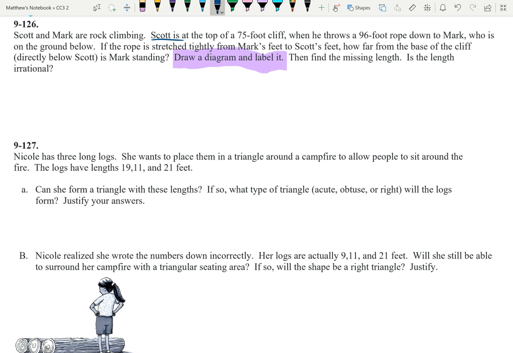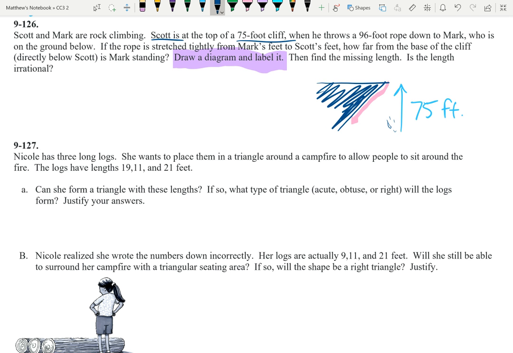So right now it says Scott is at the top of a 75-foot cliff. So I'm going to draw a cliff here. Typically it sticks out but we'll make a straight edge. And it's 75 feet high, so I'm going to go ahead and draw that. 75 feet high. And then when Scott throws down this rope to his buddy Mark, who's down below, it's really pressed tightly against the side of the cliff.